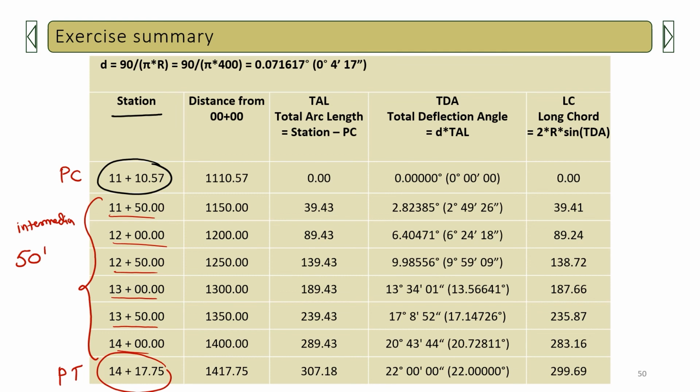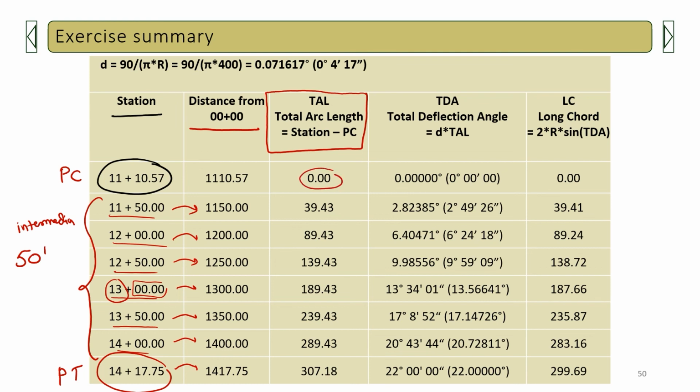The second column is the distance from 0, 0, and again it is very easy. What is the distance of these stations from the origin? Like I said, you can convert these station numbers to distances from the origin. Just multiply this by 100 and add this term. And then you find this TAL, which is the total arc length, the length of the arc between the station and the PC. So for the first one, it is 0, since it starts from the PC.